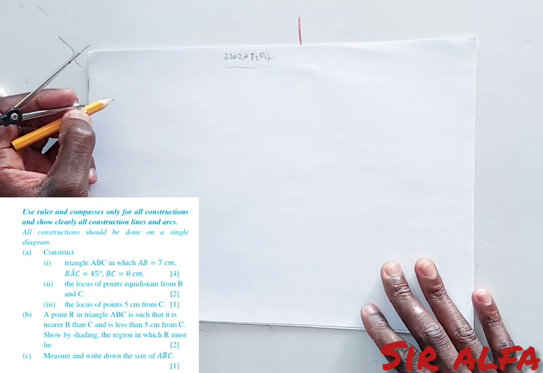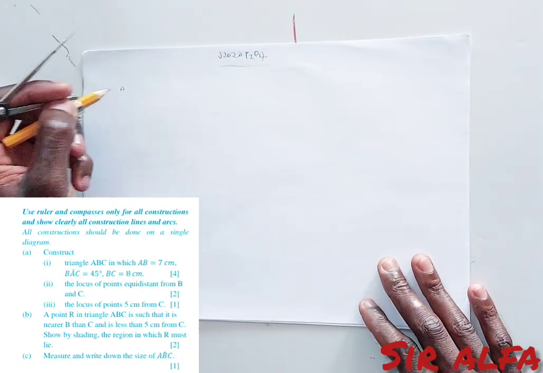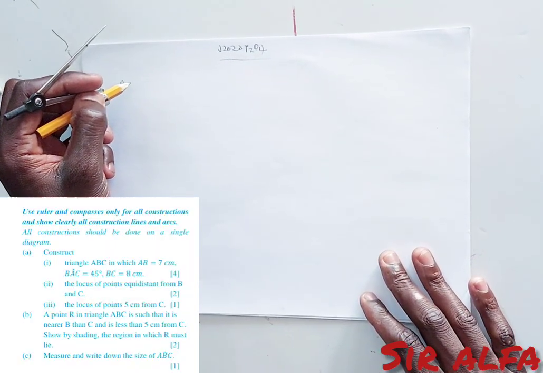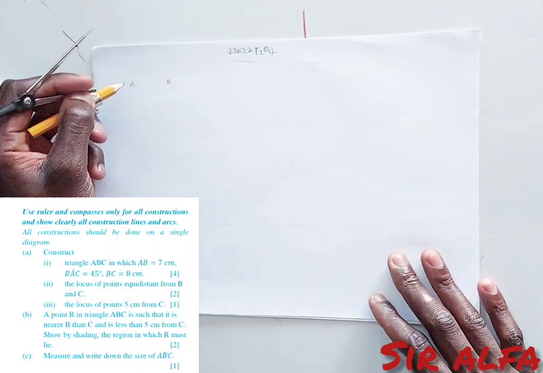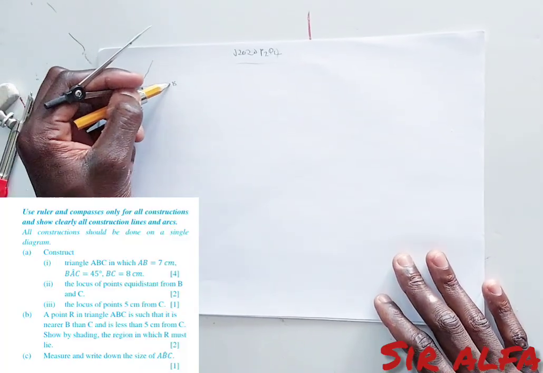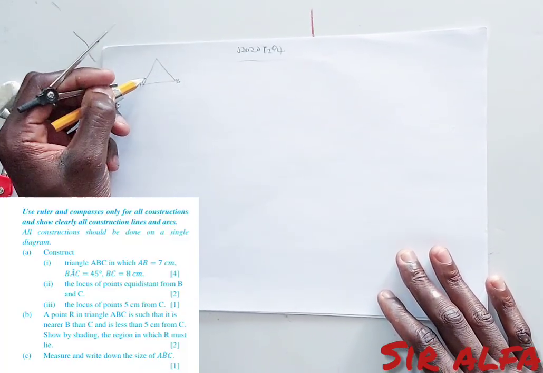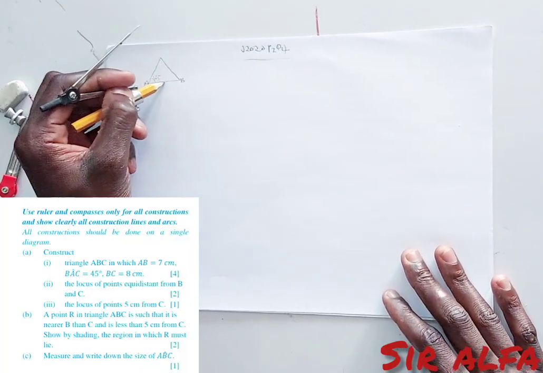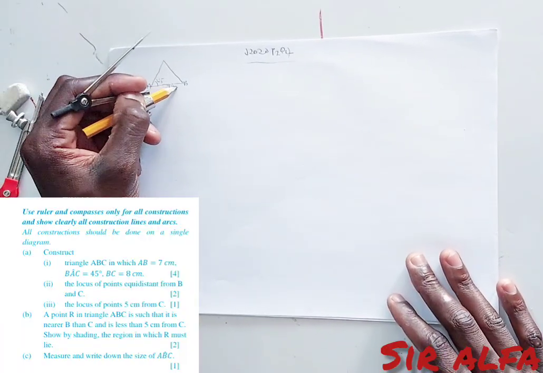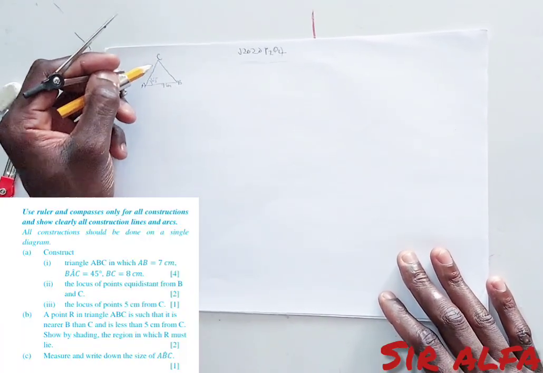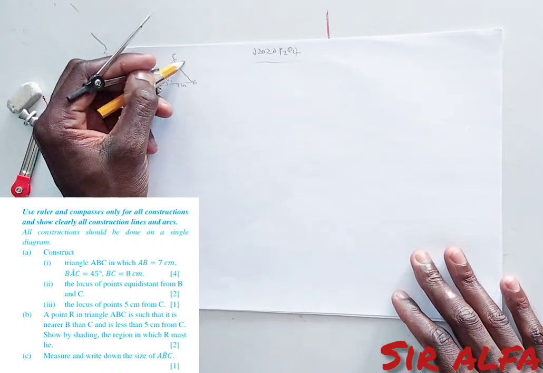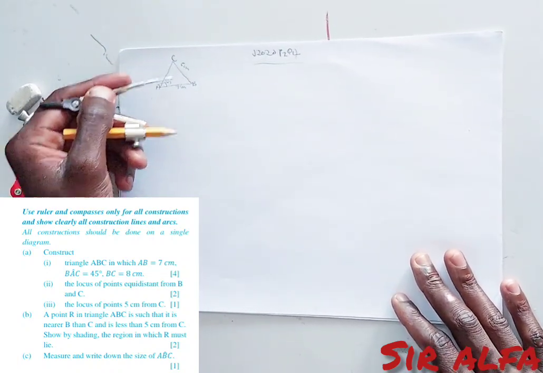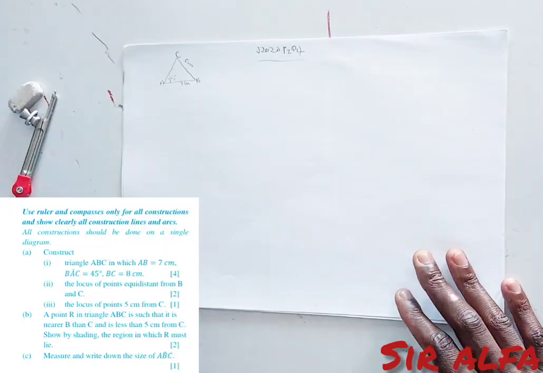So let me construct triangle ABC. This is a sketch. A, B, angle at this one is 45 degrees. So I'll put it like this. This is 45 degrees. This is 7 centimeters. This is C. And BC is 8 centimeters. So I've been given one angle and 2 sides that I need to construct now.